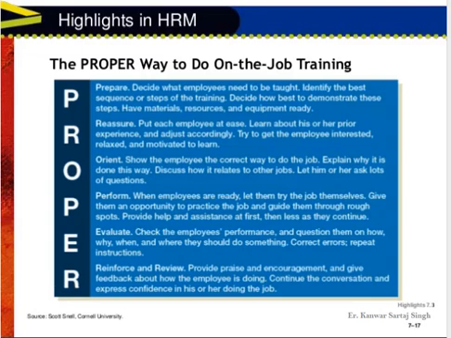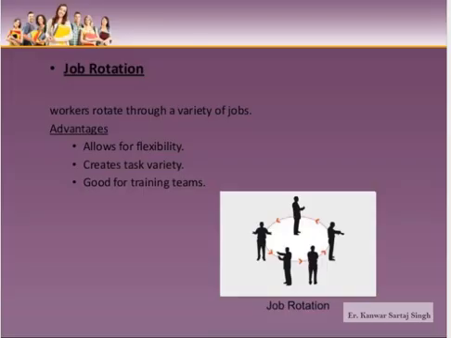So the proper way to do on the job training: P stands for prepare, R stands for reassure, O stands for orient, P stands for perform, E stands for evaluate, R stands for reinforce and review. Job rotation: workers rotate through a variety of jobs. They go in circles, they perform various jobs.